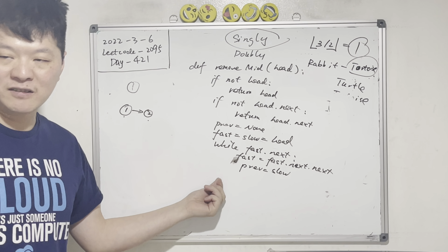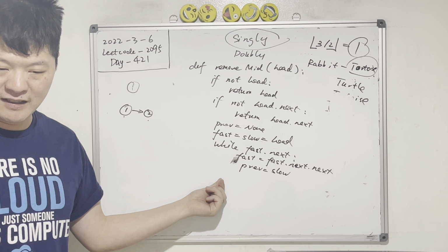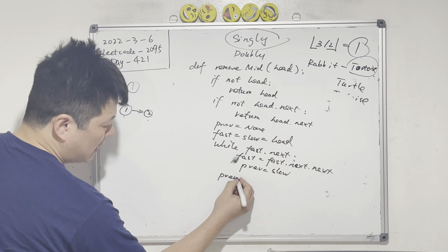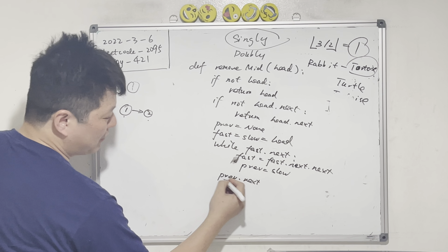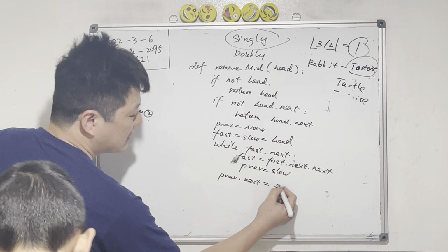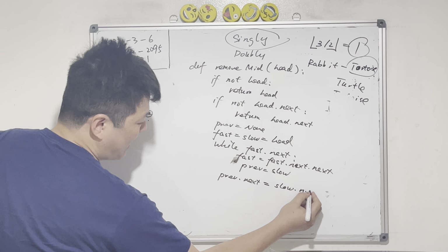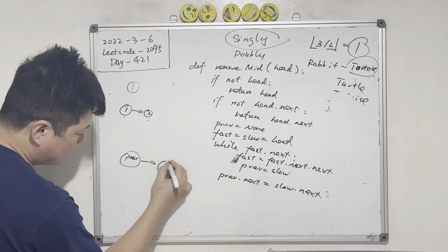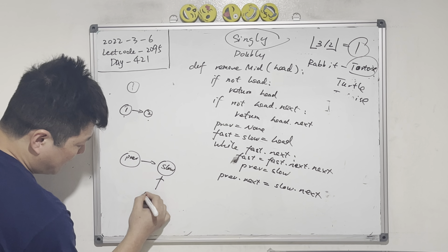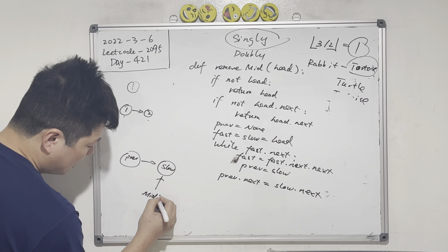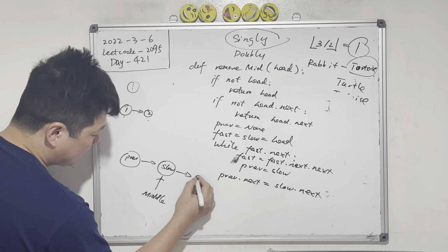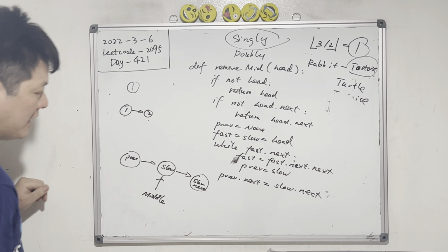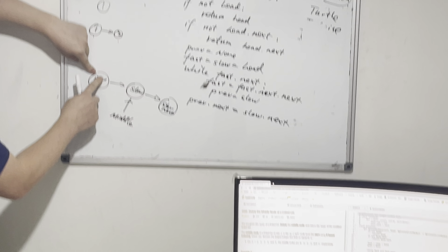Okay, fast.next is None here, so it's the last node. So we do what? Look, previous.next equals slow.next. That's how we delete it. Because slow is the middle node now. This is previous. This is slow, which is the middle. We want to remove this middle node. This is slow.next. So previous.next equals slow.next.